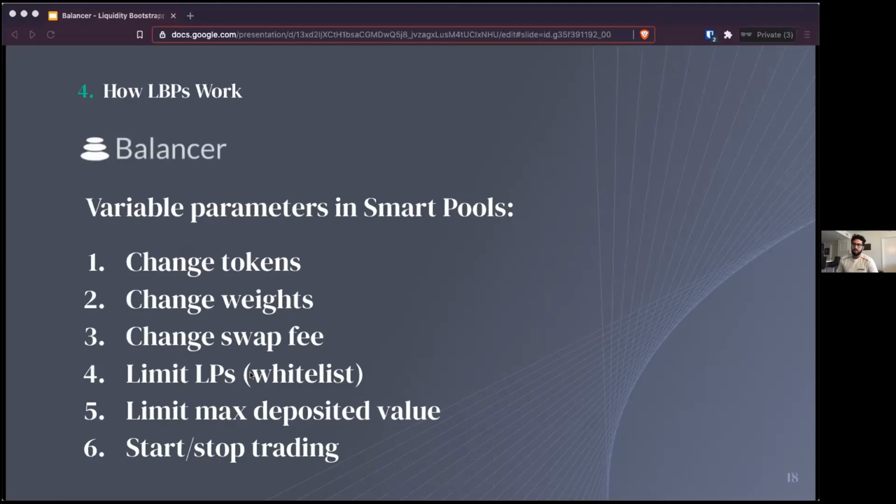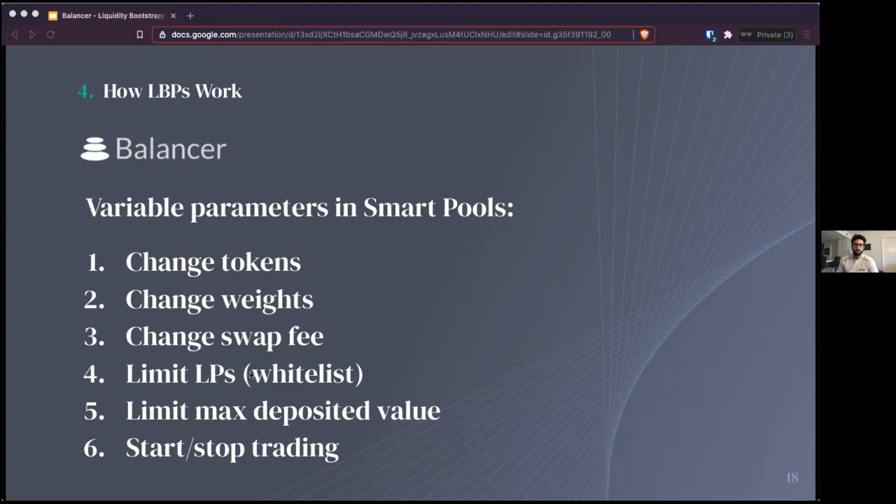So these are the parameters that can be changed in a smart pool. You can change which tokens are held in the pool, the weights of those tokens, the swap fee of the pool, who can provide liquidity, the max deposited value, and you can halt and resume trading in the pool.